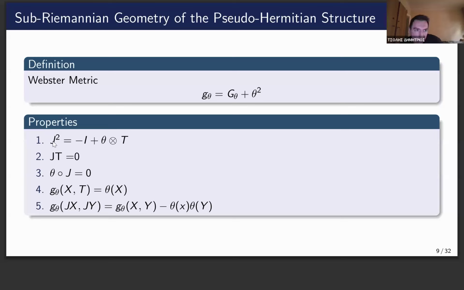And this satisfies some properties. The first property is that J squared is minus 1 plus theta tensor product with T. Then we have that JT equals 0, and theta composed with J is 0. And we have that g theta of X, T equals theta of X. And we have this final property.